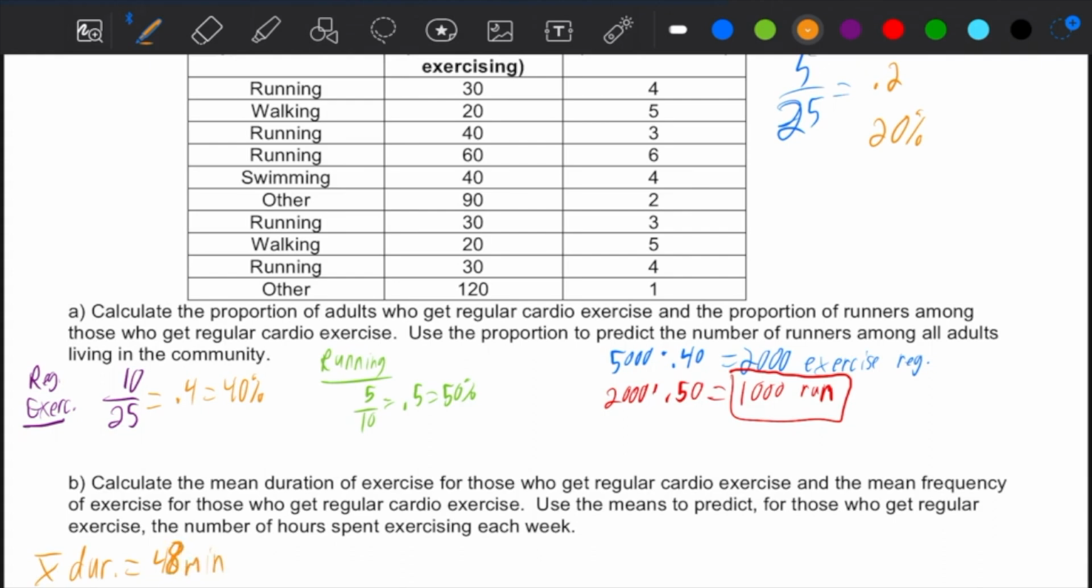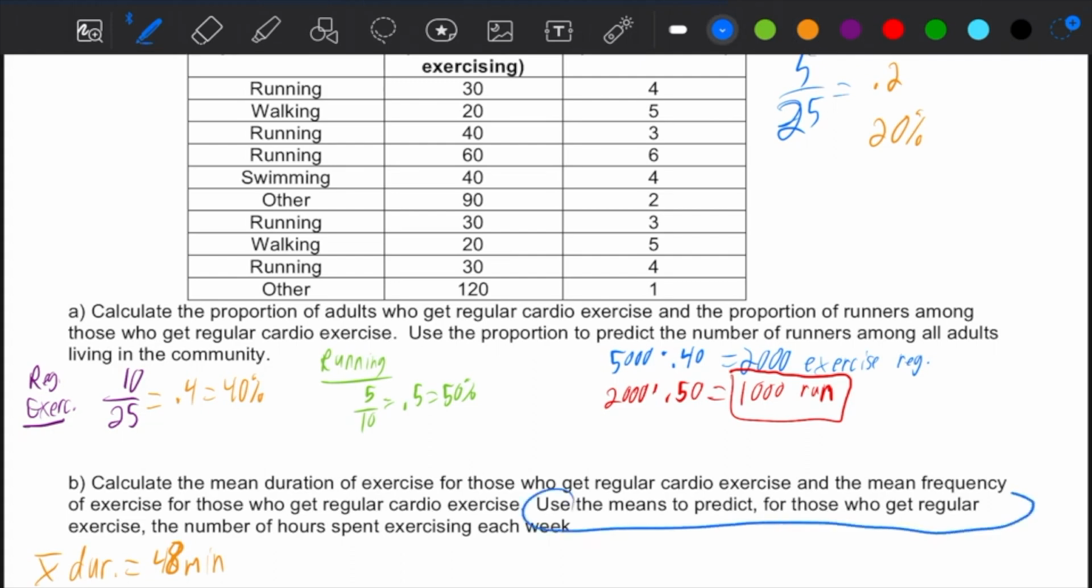And then if we find the mean frequency for how often they work out, so you add all these up and divide once again by 10, then you would end up getting 3.7 times per week on average. You would not want to round that there, because if you round that up to 4, that's going to skew our results.